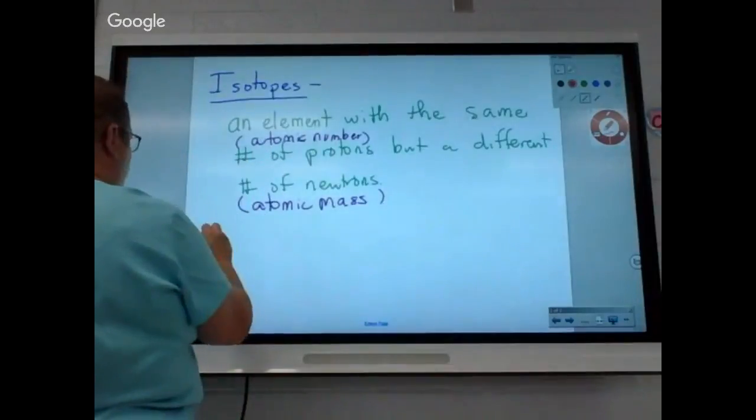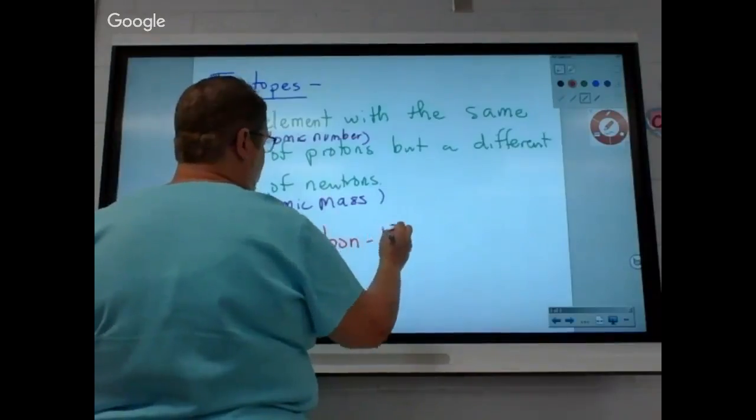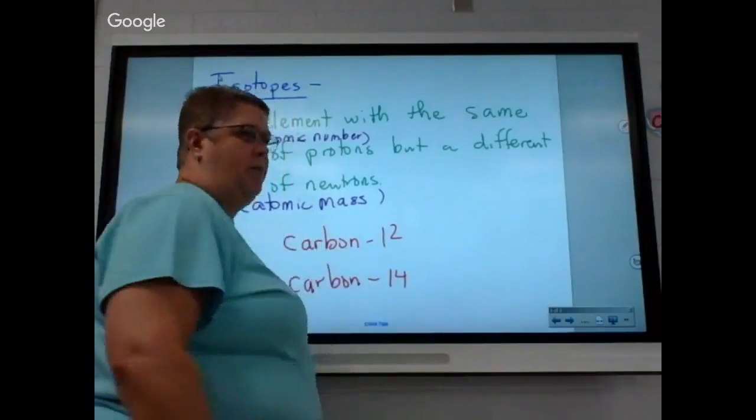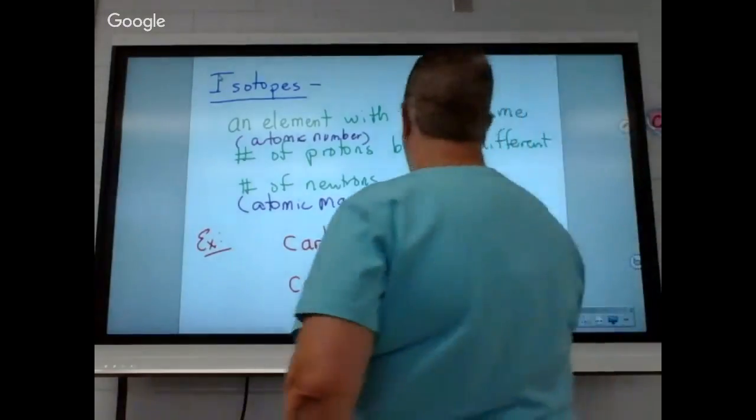Now, there's lots of examples you can use to talk about isotopes. One that most of you are probably familiar with is carbon-12 and carbon-14. All right, what's carbon-12? I'm thinking of something that's a little more obvious that y'all are using right now, or a lot of you are. No. What are y'all writing with? Yes. All right, carbon-12 is graphite.